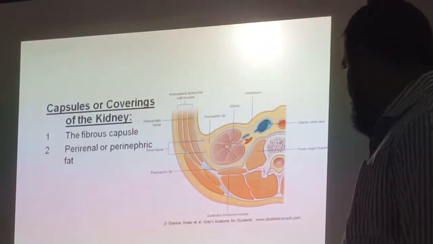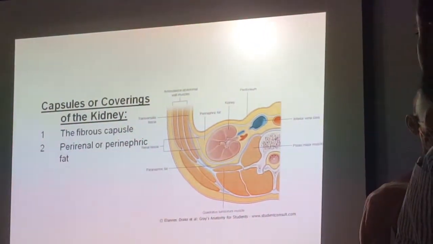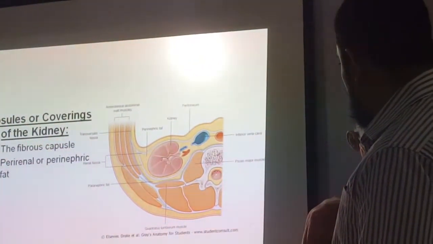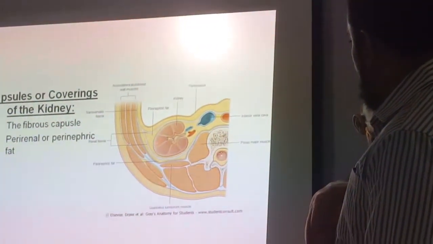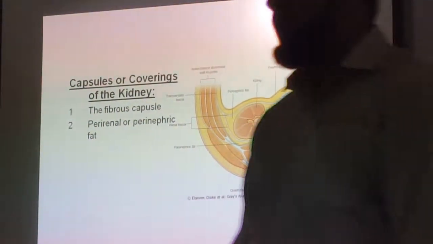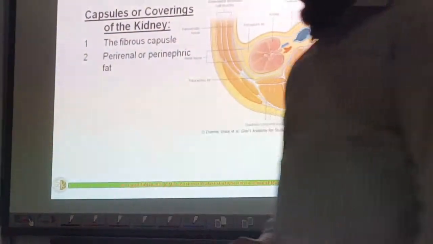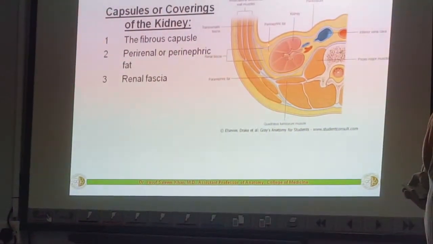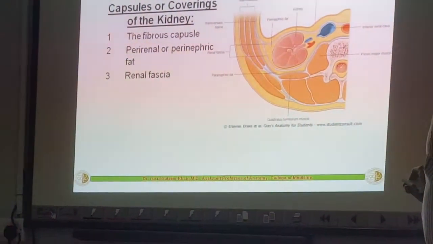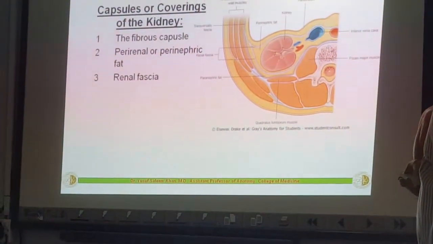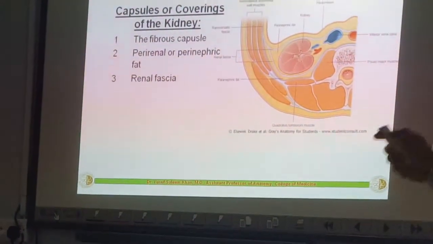The second is called the perirenal fat or perinephric fat. You see around this, there is perinephric fat. Just around the brownish part, this yellowish part is the perinephric fat. This is the second protective covering. The third is the renal fascia. It is a very important fascia, and it has two layers, anterior and posterior. These thin blue lines are the renal fascia. So this is the third layer.